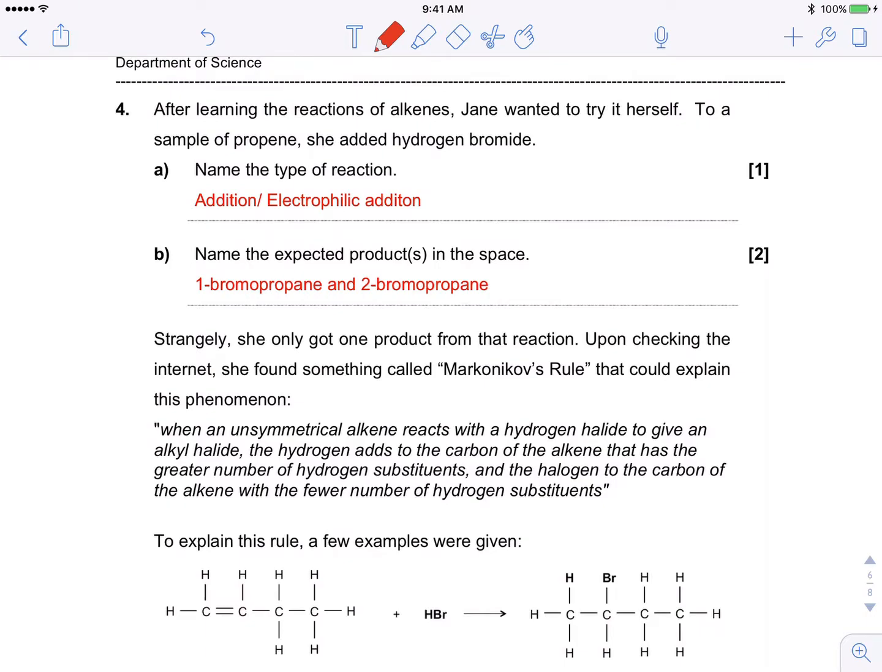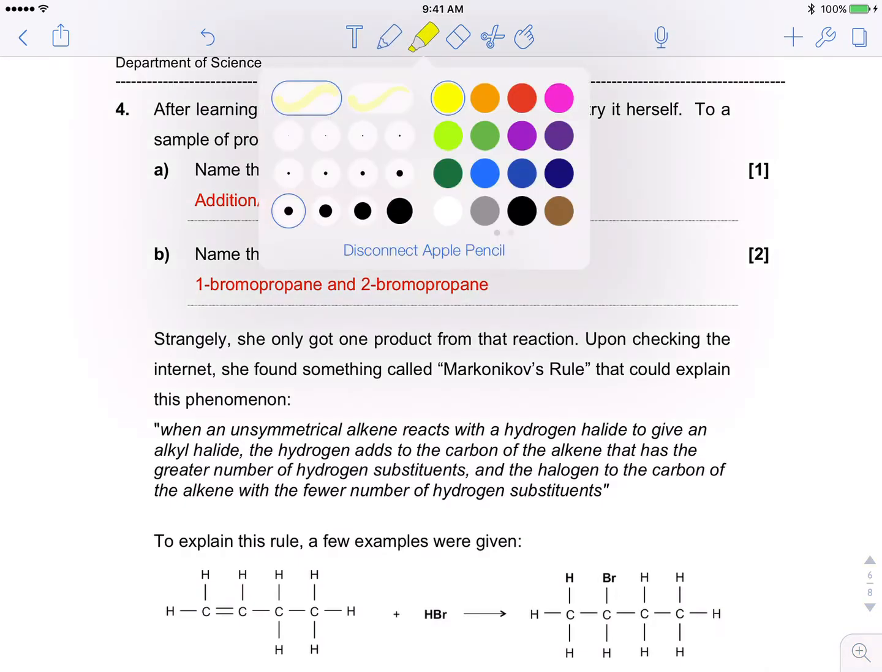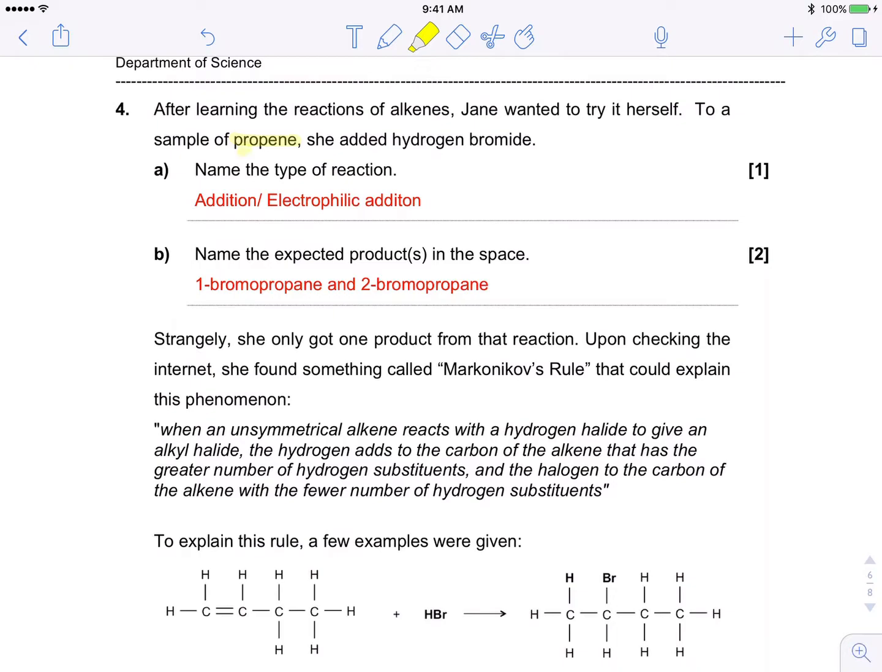So, after learning the reactions of alkene, Jane wanted to try it herself. To a sample of propene, she added hydrogen bromide. So first, note the reactants. I use bromine and hydrogen bromide. What type of reaction is this?